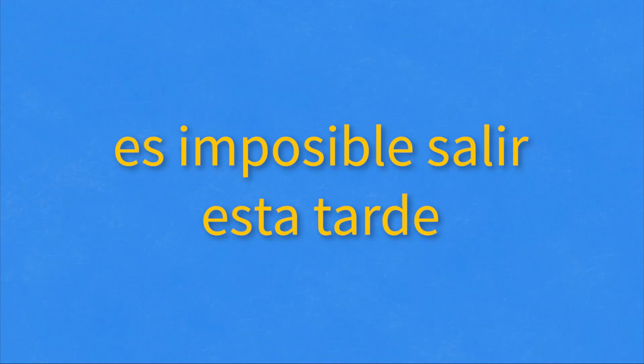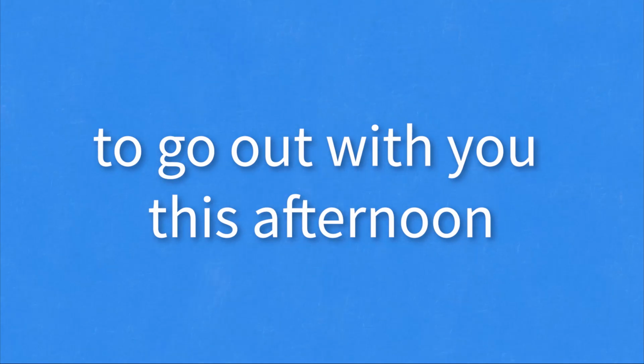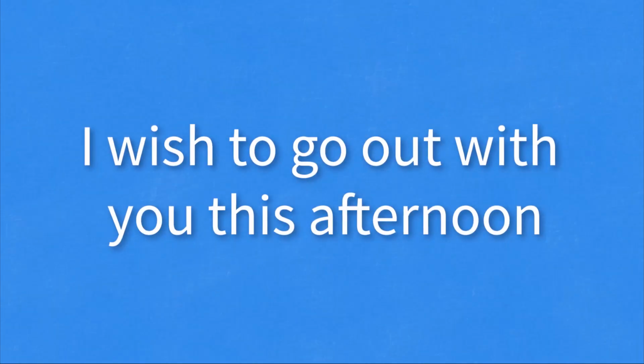Salir esta tarde. How would you say it is impossible? Es imposible. How about it is impossible to go out this afternoon? Es imposible salir esta tarde. Do you remember the word for with you in Spanish? Contigo. Now say to go out with you this afternoon. Salir contigo esta tarde. How about I wish to go out with you this afternoon? Deseo salir contigo esta tarde.